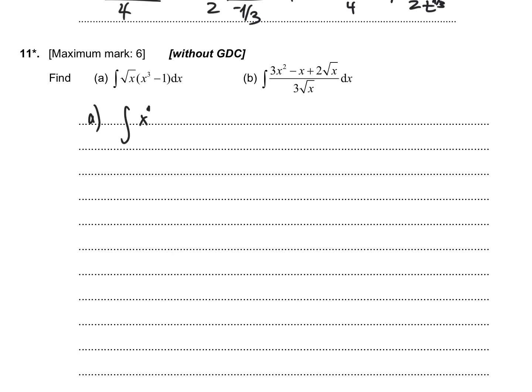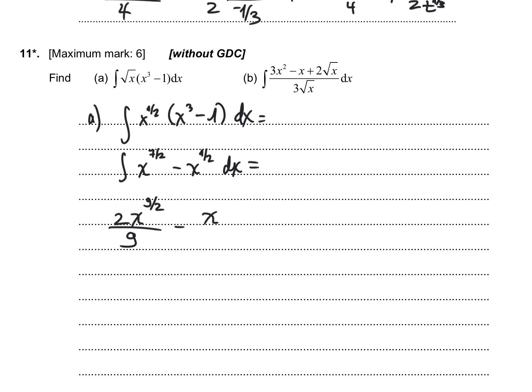that's x to the 1/2 times x to the 3 minus 1. Okay, so that's going to be, we're multiplying, so we add the exponents, so that's going to be x to the 7/2, 3 plus 1/2, 7/2, minus x to the 1/2, and then we can add 1, so that's going to be x to the 9/2 over 9/2, minus x to the 3/2 over 3/2 plus c.